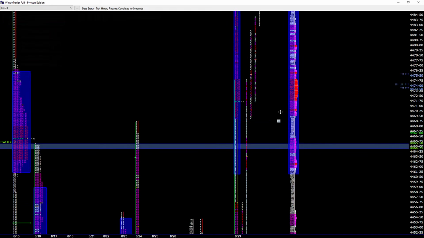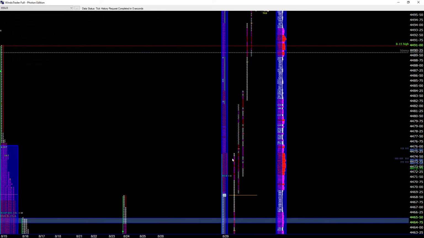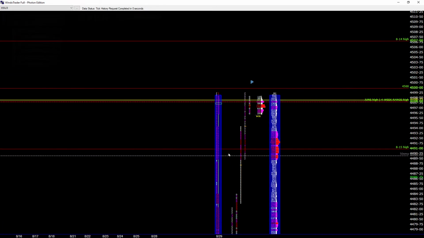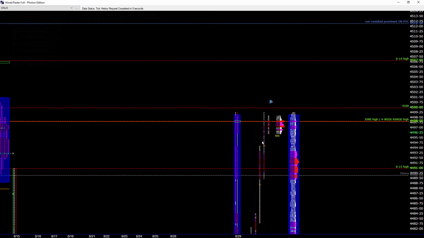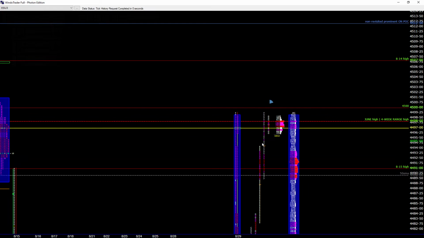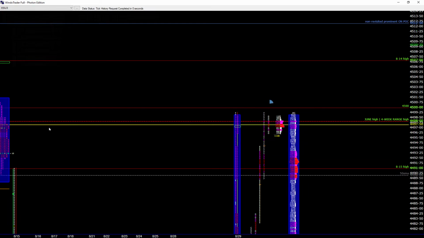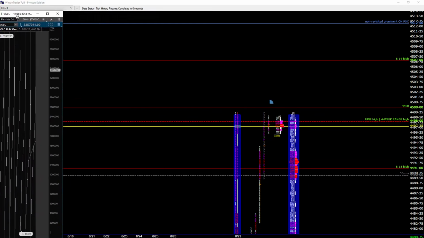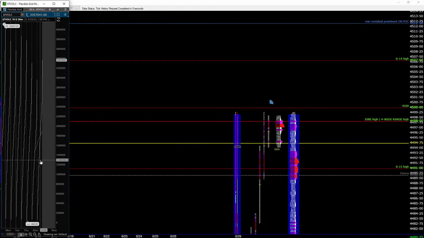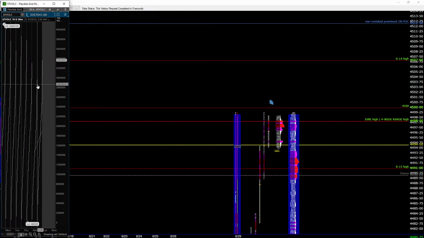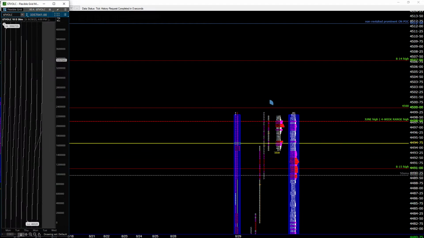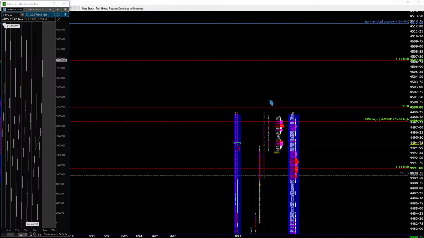Another distribution here. 1, 2, 3, 4, 5 distribution. Crazy emotional day. Volume. What's happening in volume? Really higher volume relative to the previous day. How much more? Around 20%.